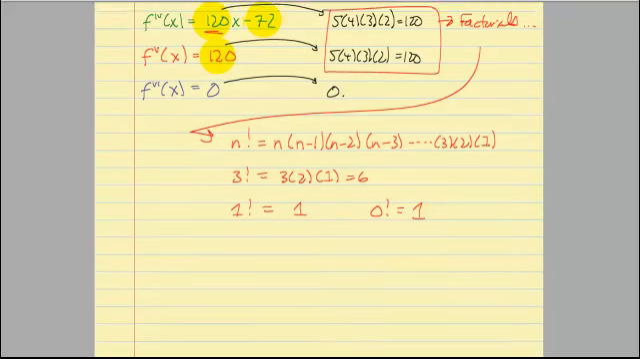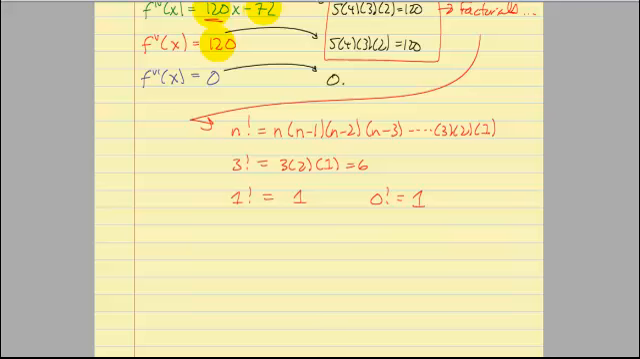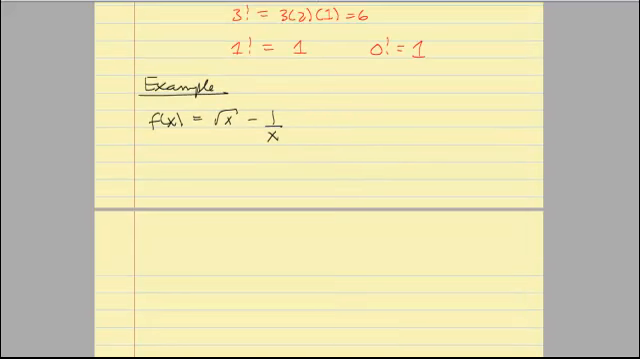Let's go ahead and look at an example where we don't have a nice polynomial expression. In this case, let's look at f of x equals the square root of x minus 1 over x. Now there's a couple things that we could do here. We know a product rule, so if we wanted to, we could rewrite this with a common denominator and flip it up top and use a product rule, or we could just use the quotient rule. But for now, let's just rewrite this.